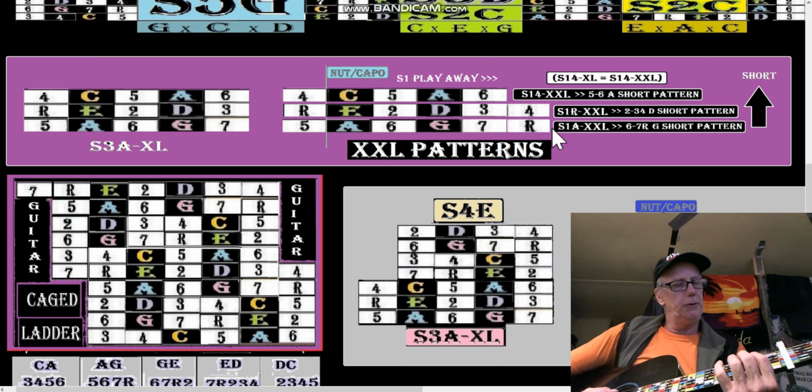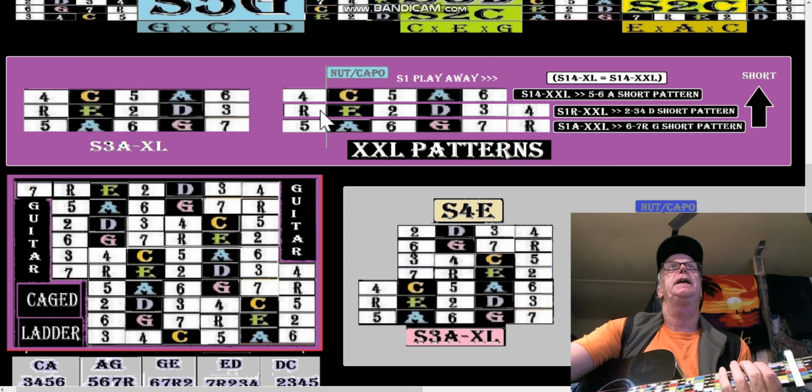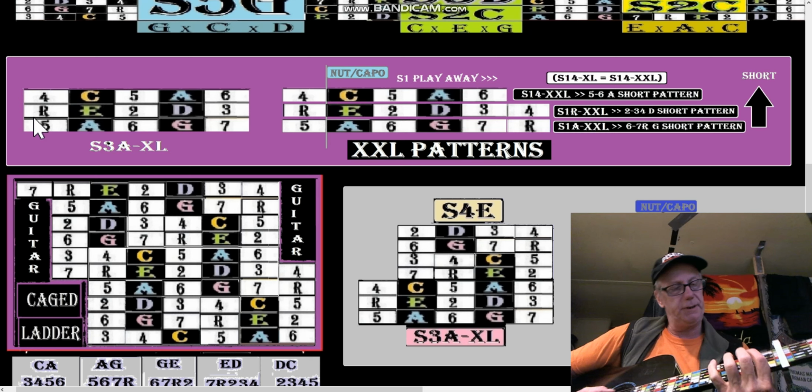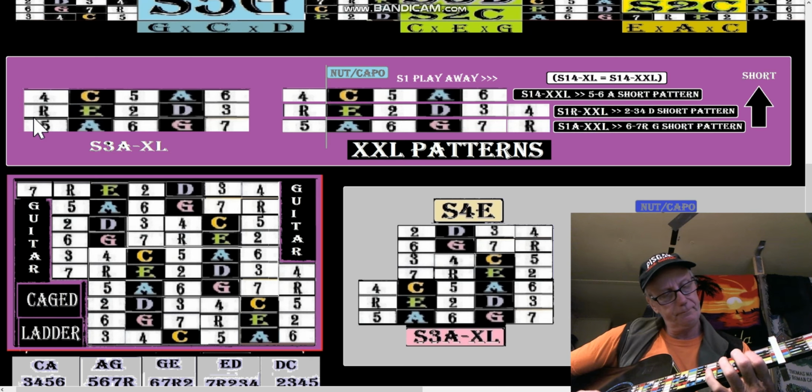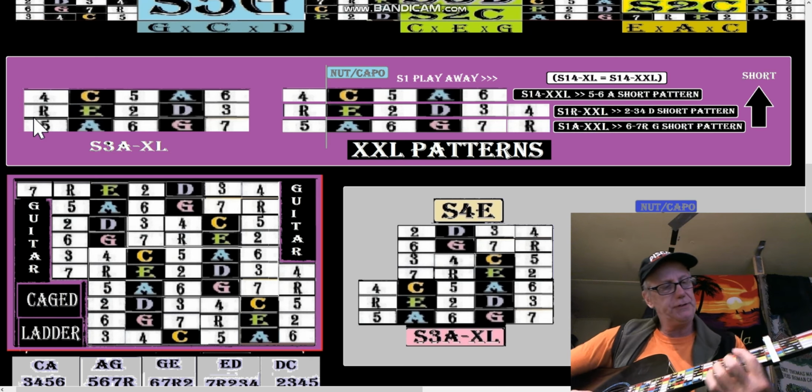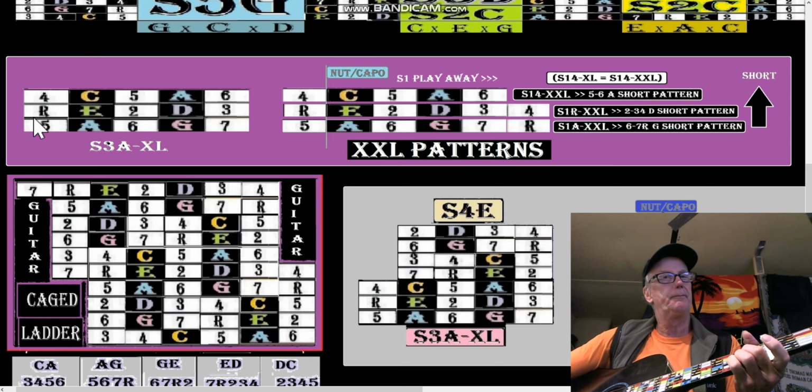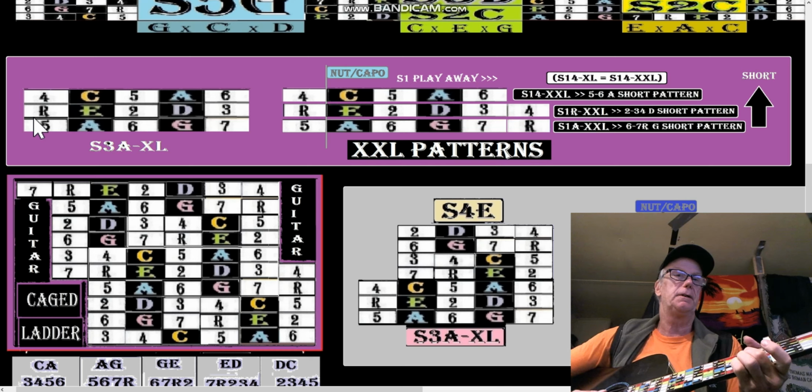So normally it would be the S3AXL from the 5, 6, 7, which is essentially an A string shape. It would be a Mixolydian A, and by the way, the A string shape, it's always Mixolydian.